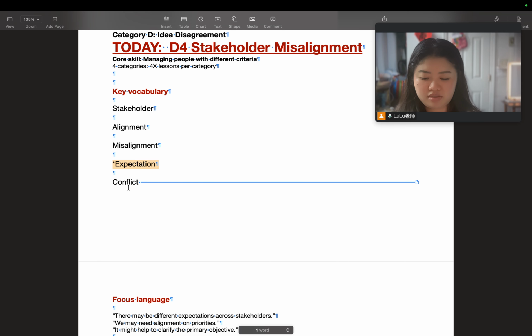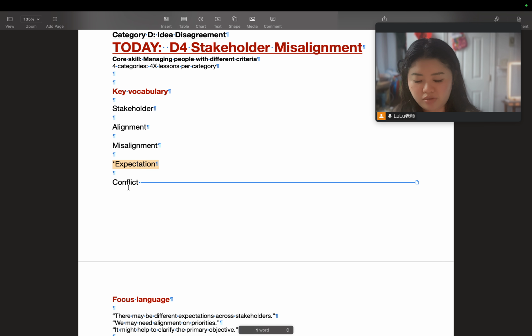Conflict. Good. Exactly. 2 things cannot happen at the same time. A conflict of interest, a conflict of values, of beliefs. For example, do you want it fast or do you want it high quality?